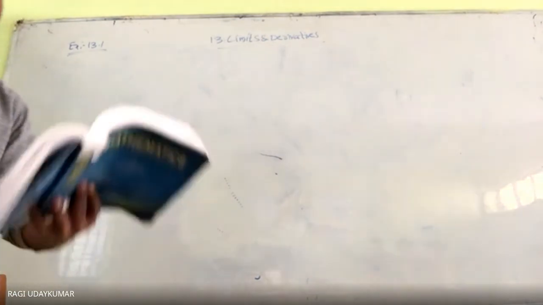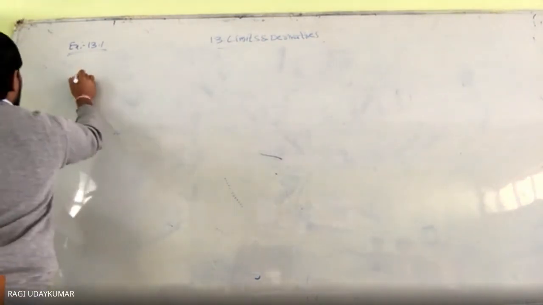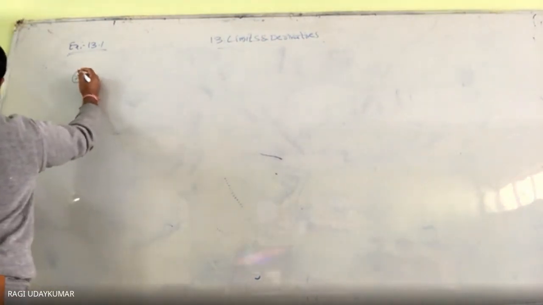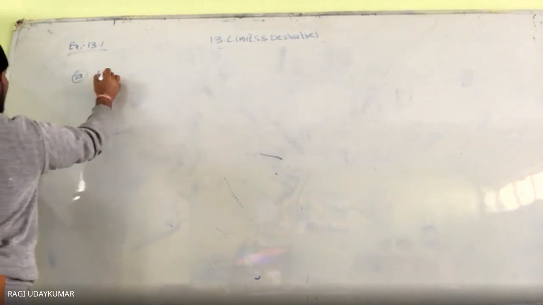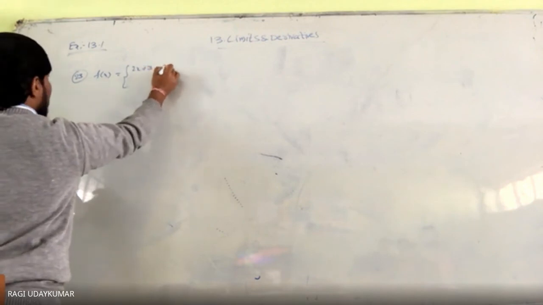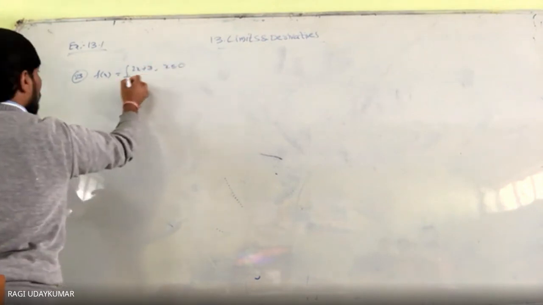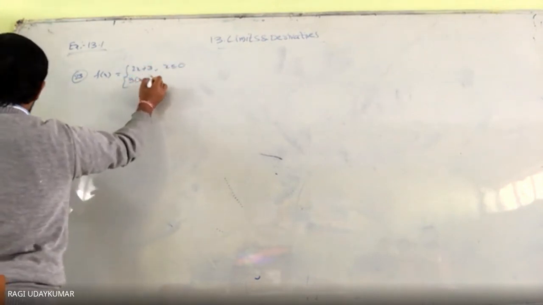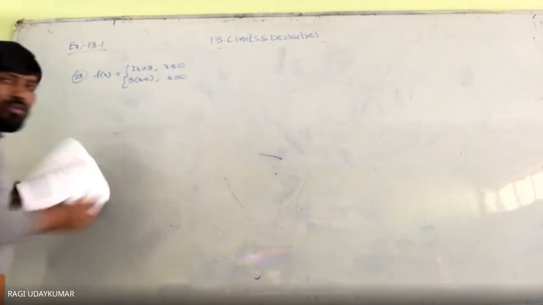Question number 23: f of x is equal to 2x plus 3, for x less than or equal to 0, and 3 into x plus 1, for x greater than 0.